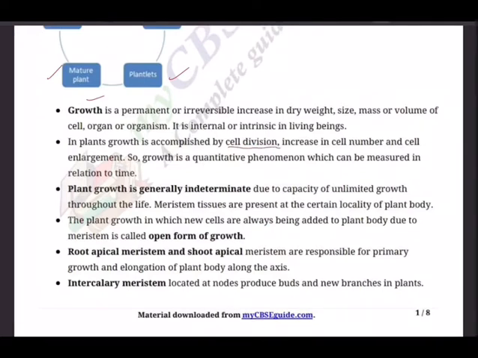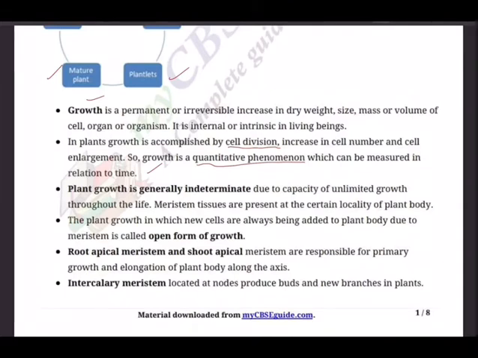In plants, growth is accomplished by cell division, we call it mitosis, increase in cell number, and cell enlargement. So growth is possible because of two reasons. One, addition of cells, cell number keeps on increasing. Second, once the cells increase their numbers and become stable, each cell starts enlarging, occupying larger space. So growth is a quantitative phenomenon because it is adding numbers, which can be measured in relation to time. So graphically we can represent this.